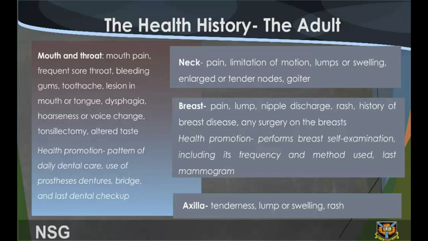Neck: pain, limitation of motion, lumps or swelling, enlarged or tender nodes, goiter. Breast: pain, lump, nipple discharge, rash, history of breast disease, any surgery on the breast. Health promotion: performs breast self-examination, including its frequency and method used. Last mammogram. Axilla: tenderness, lump or swelling, rash.